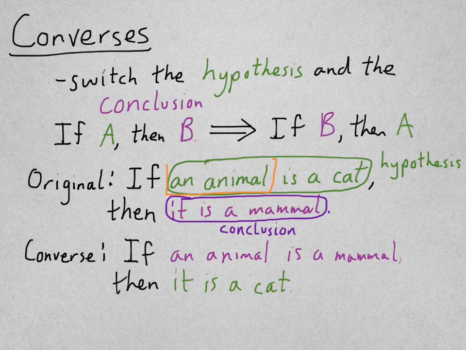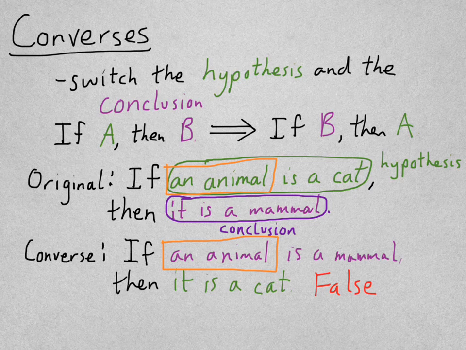Notice that the phrase an animal stayed put because I needed that at the beginning of the sentence to make it still make sense. It wouldn't sound as good to say, if it is a mammal, then an animal is a cat. It just doesn't read as well. Sometimes you have to reword the sentence to make it make sense. Now, some of you are probably thinking already, this statement is obviously false.